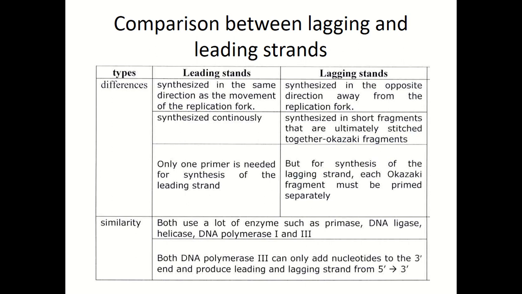What are the similarities? Both use a lot of enzymes, such as primase to start the primer, DNA ligase to join between two strands, helicase to unwind the double strand, DNA polymerase I to replace the RNA nucleotide with DNA nucleotide, and DNA polymerase III to add the nucleotide after the RNA primer. Also, DNA polymerase III in both leading and lagging strand can only add nucleotide to the 3' end, producing leading and lagging strands from 5' to 3'.